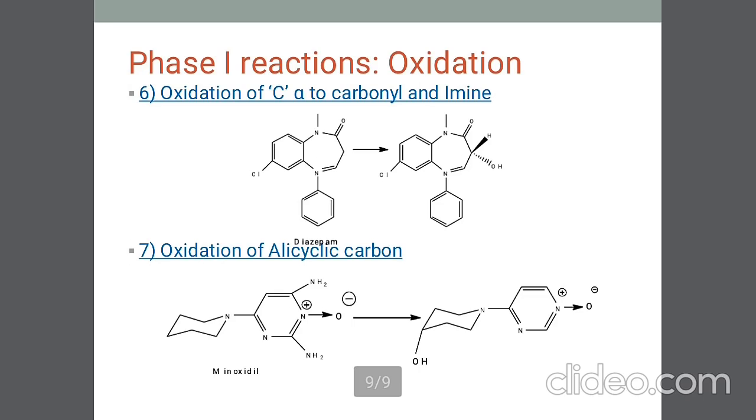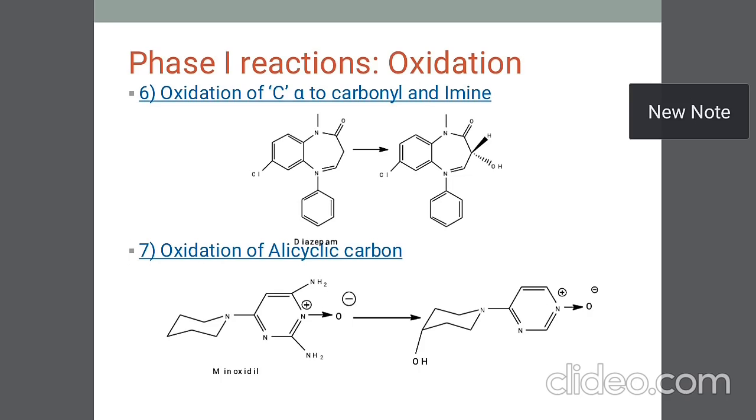Then you have oxidation of the alicyclic carbon. Alicyclic means a closed chain of carbon atoms. So here you have minoxidil. Minoxidil contains a six-membered ring containing nitrogen, so it is a piperidine ring. So here the closed chain is a piperidine ring, which is a six-membered ring. Now that six-membered alicyclic ring will undergo oxidation very first. So preferentially, the alicyclic part of any given compound will undergo oxidation very first.